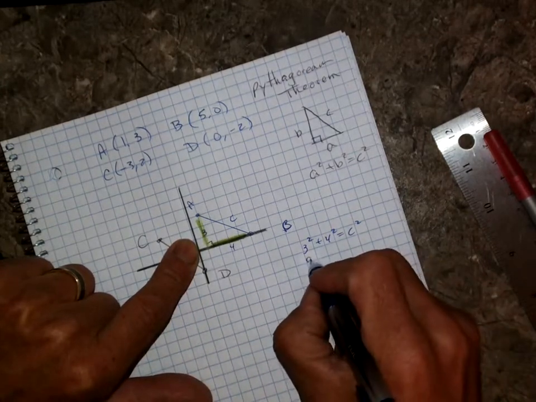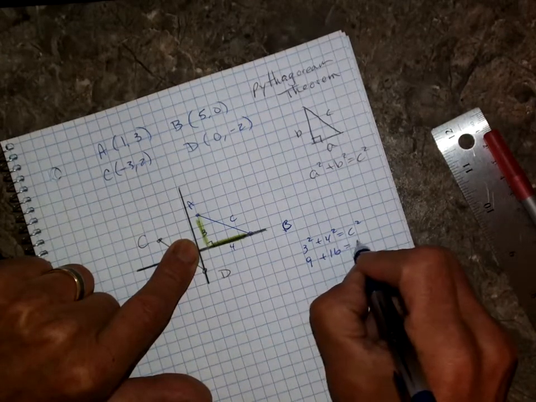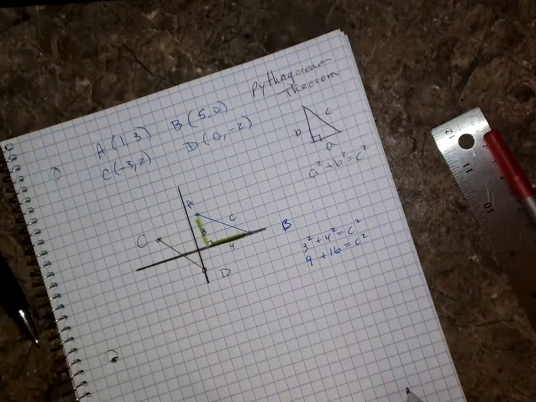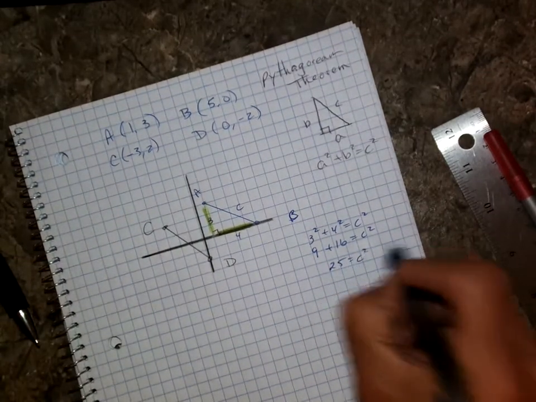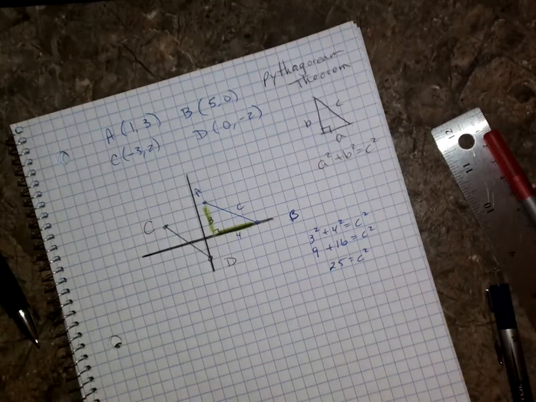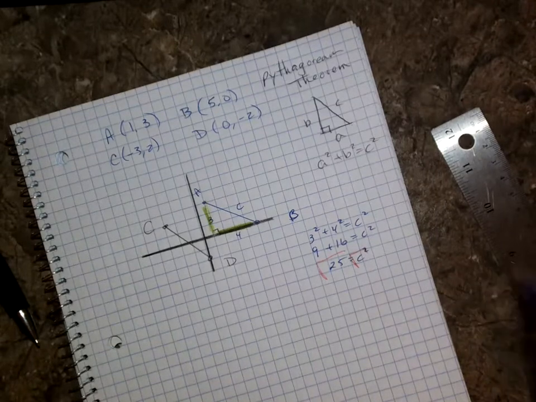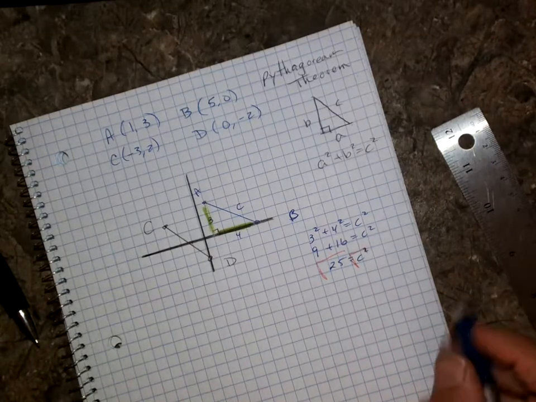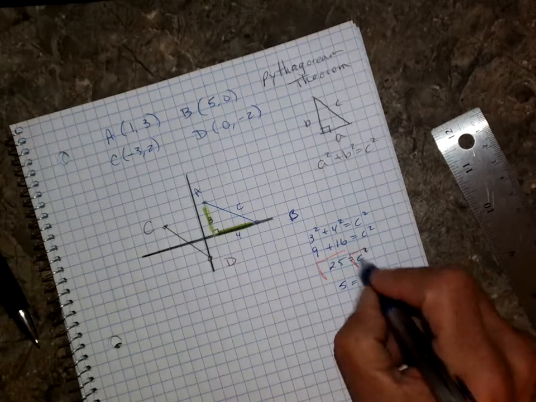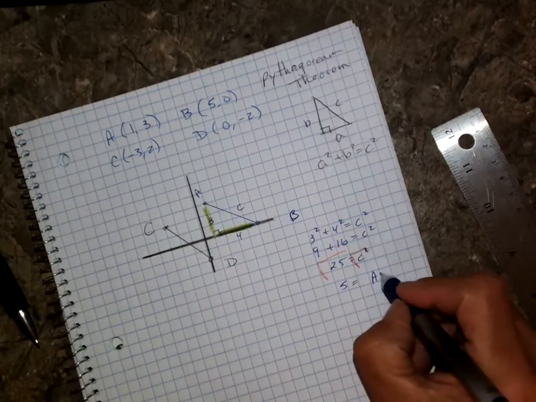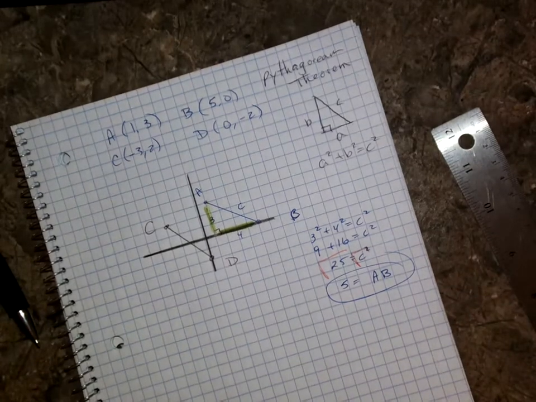I've got 9 plus 16 equals C squared. Okay, 3 squared, 4 squared. If I add those together, I get 25 equals C squared. Now to undo a square, we do the square root. Square root of 25. What times what makes 25? It's got to be a 5. Square root of 25 is 5. So I know that AB is equal to 5.